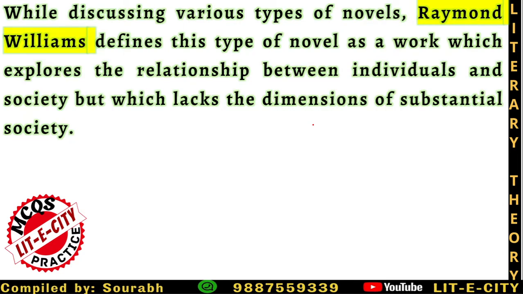type of novel as a work which explores the relationship between individuals and society, but which lacks the dimension of substantial society. In fact, dear friends, let me tell you some background information regarding this concept. Raymond Williams divided novels into two major types and then two further subtypes. And then he presented characteristics of each type of novel.